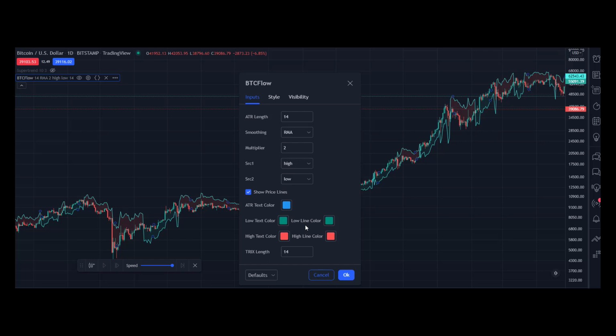But the most important thing here is the TRIX. TRIX, as I said before, is just how I am calculating this trend. In my case, I'm gonna take 14 as the default period. Of course, maybe I will change the settings here in the final release, but maybe later.